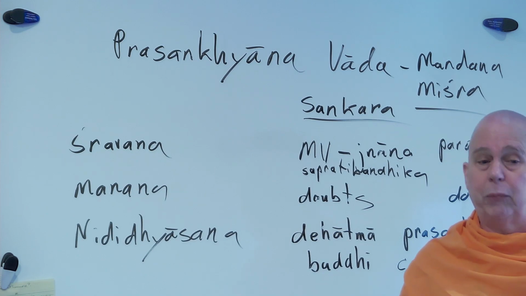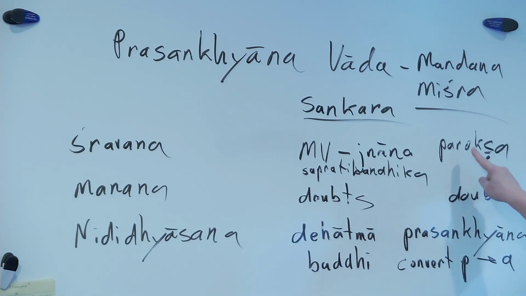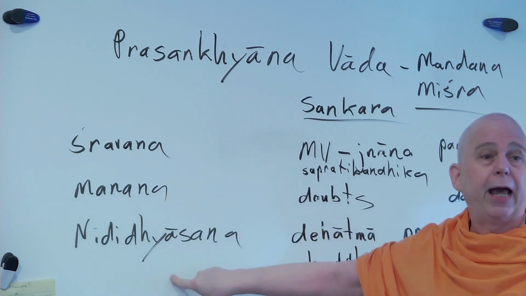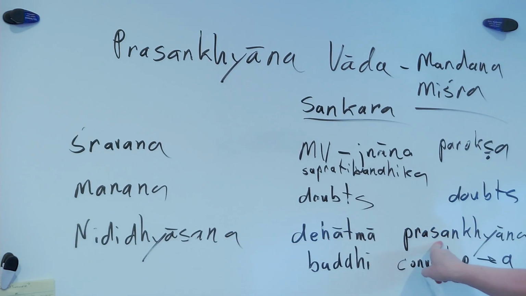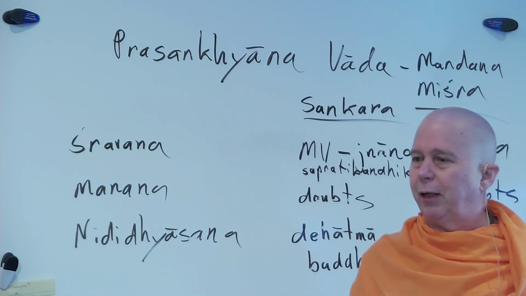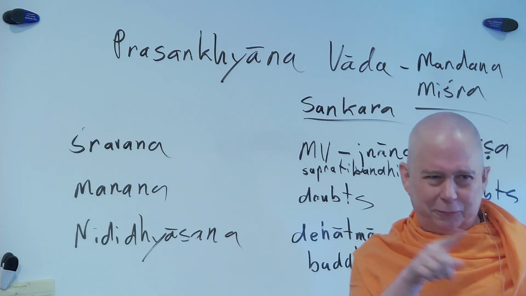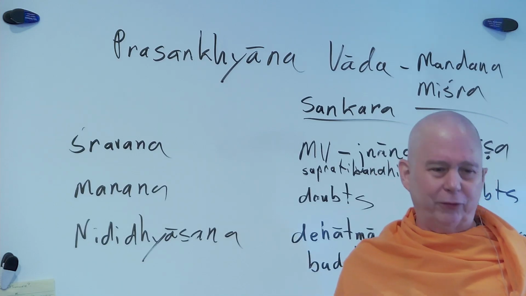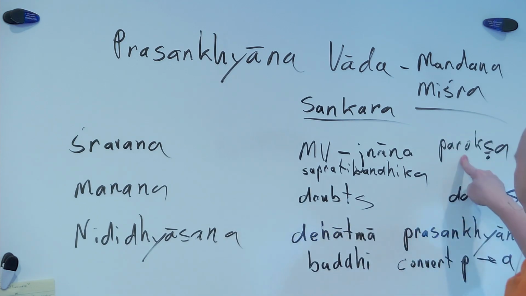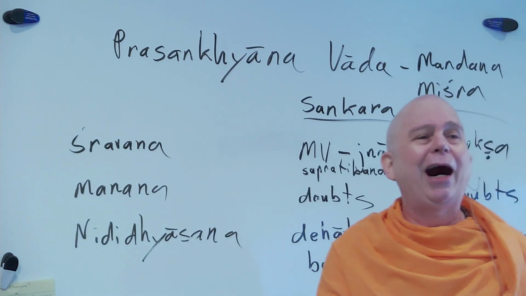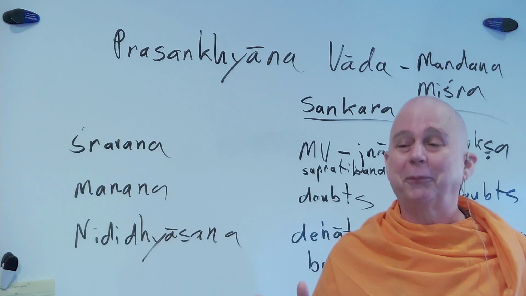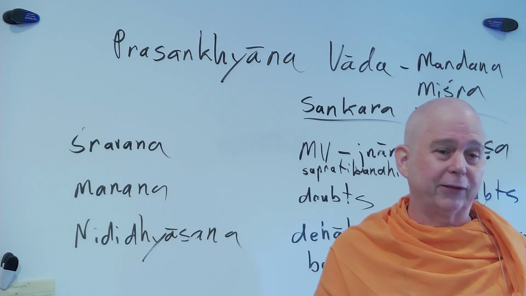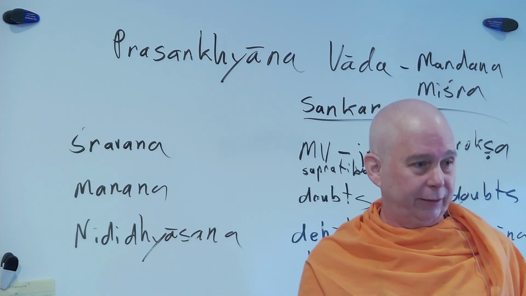And according to Mandana Mishra, how do you convert paroksha jnana into aparoksha jnana? Manana, and especially, I don't know if he uses the word nididhyasana or not, but he certainly uses the word prasankhya, repetition. So aham brahmasmi, which somehow, notice, somehow converts a paroksha jnana, indirect knowledge, into aparoksha jnana. How? We're going to examine that. And you can anticipate that we'll find some problems in trying to say, how does that happen? How does that work exactly?